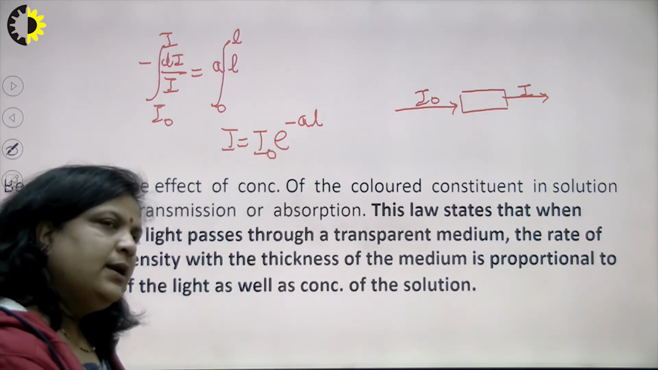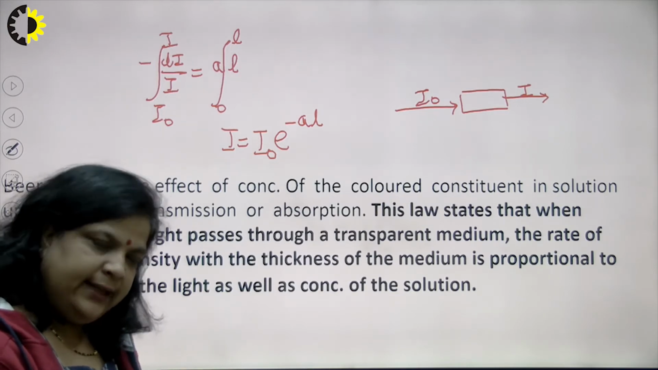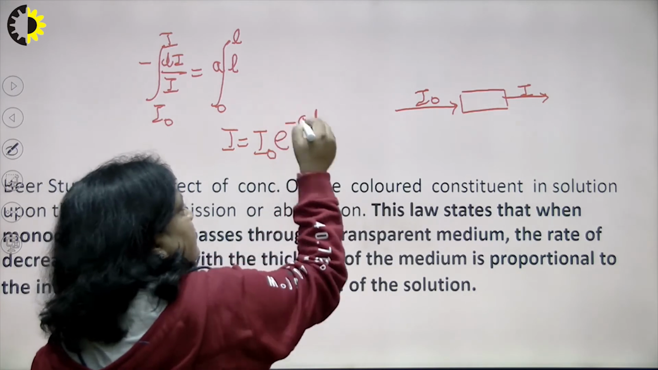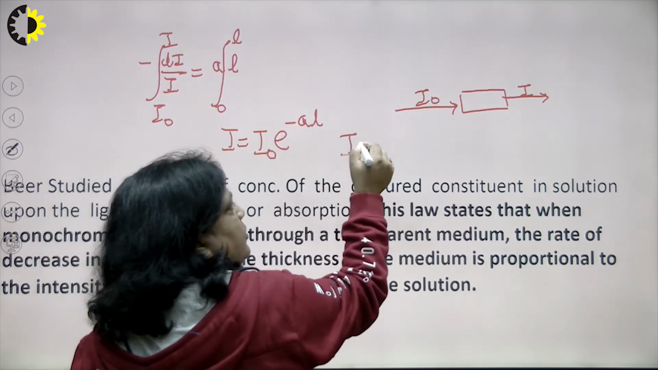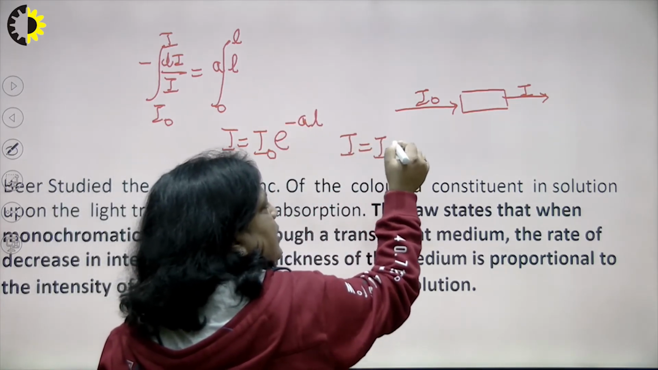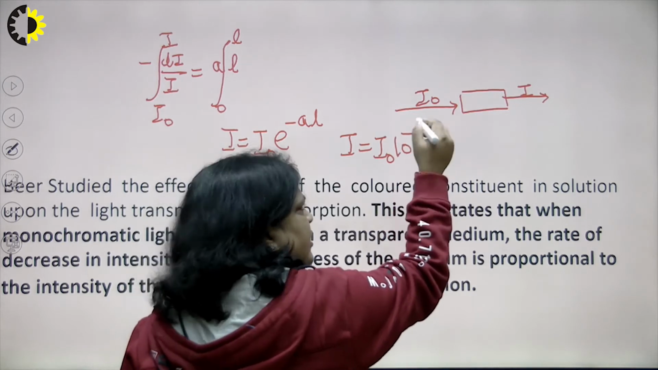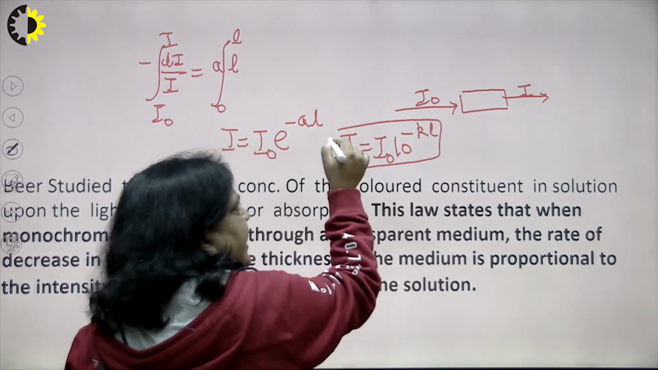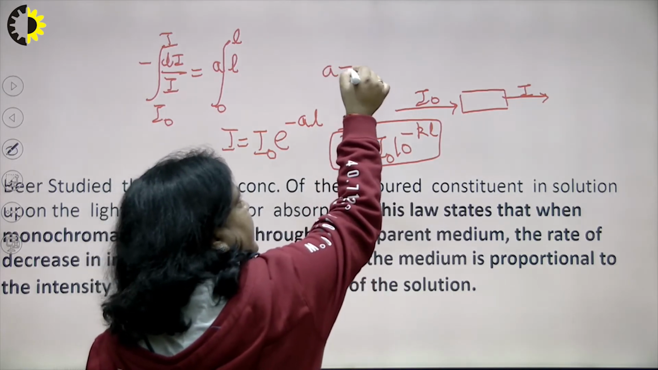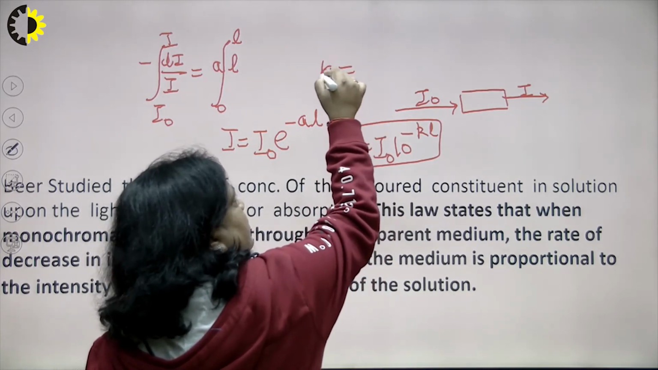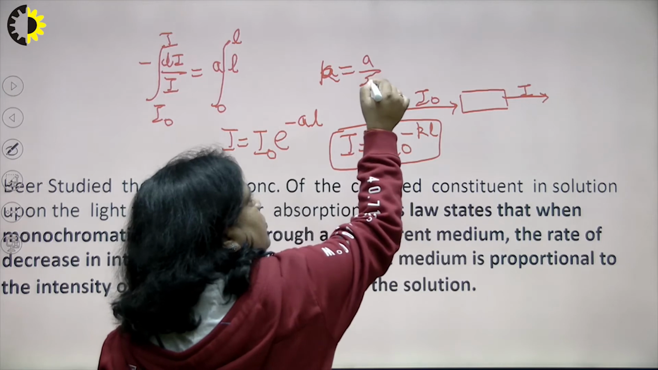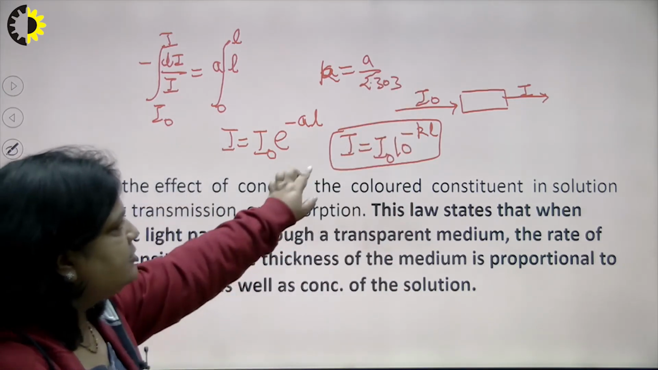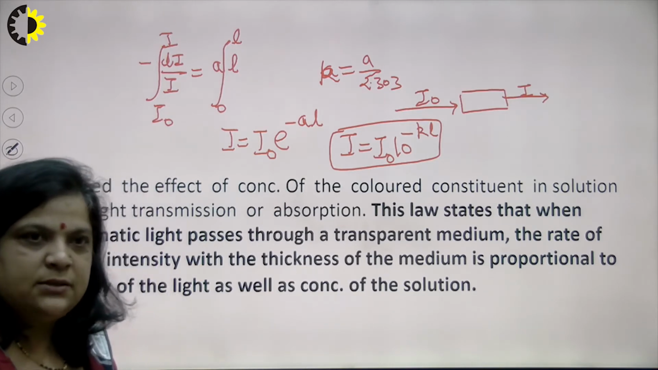Generally Beer-Lambert law we calculate at base 10 value of log, that is with the log. So we can write I is equal to I naught 10 to the power minus k into L, where a and L both are constant, and k is equal to a upon 2.303. So this is the first equation as per Lambert's law.